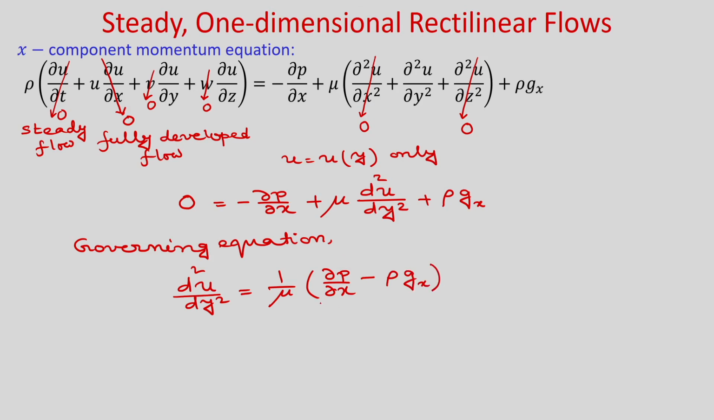So, in most of the flows we get that del p by del x is constant. So, this is the pressure gradient is constant, except the pulsatile flow. So, in the right hand side you can see this will be constant. So, you can integrate this governing equation and satisfy the boundary condition to get the velocity profile. Once you find the velocity profile, then you will be able to calculate the shear stress.